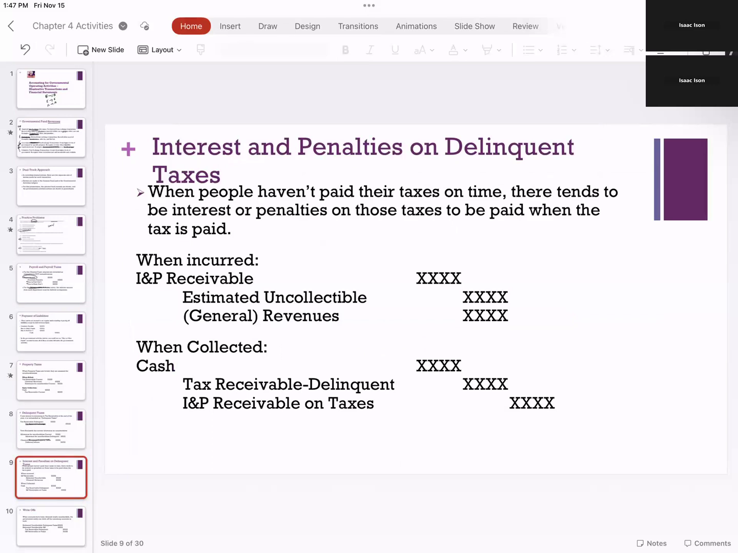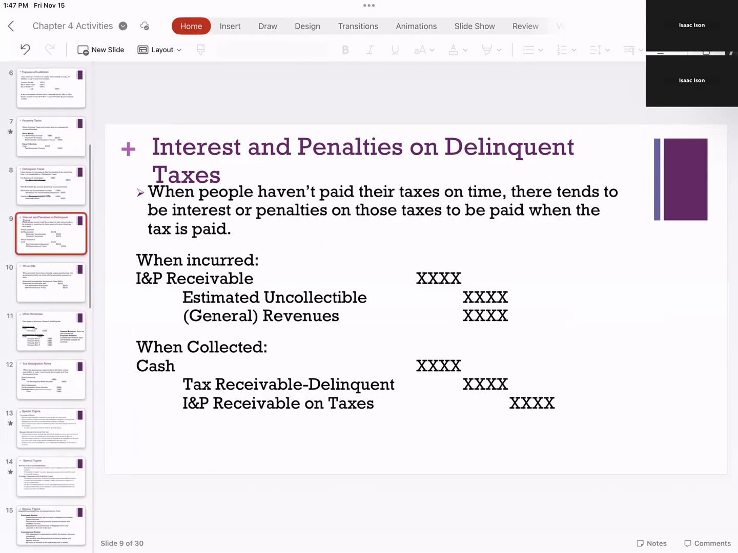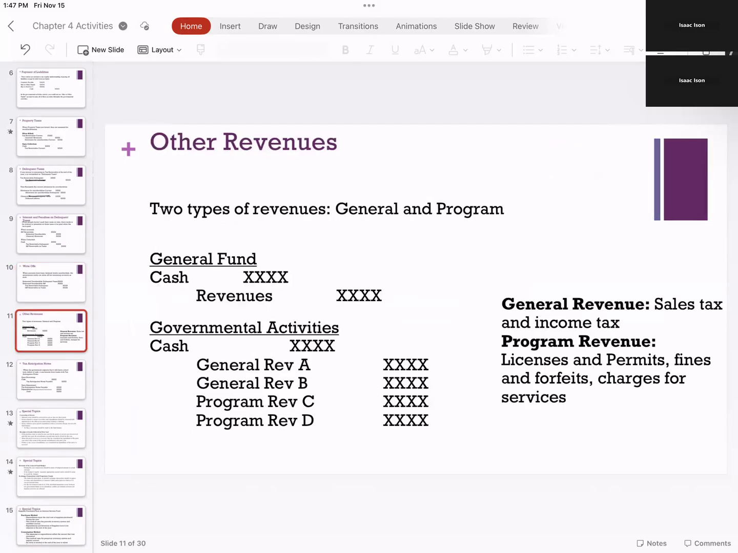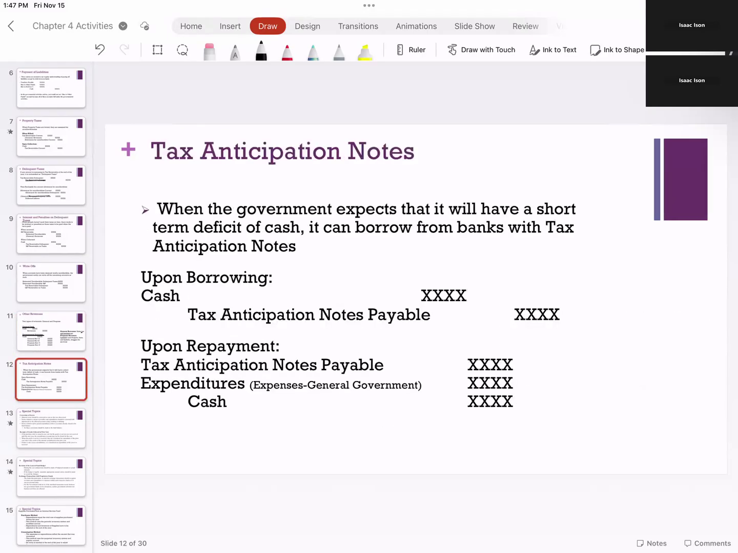Interest and penalties on delinquent taxes, I'm not so worried about that. I don't see that they test this very much. So write-offs, also not too worried about that. You can skim it, kind of look through the journal entries, but yeah. General revenues or sales tax, income tax. So those are the big areas. Program revenues are listed separately, but typically relatively small amounts in comparison to our general revenues.